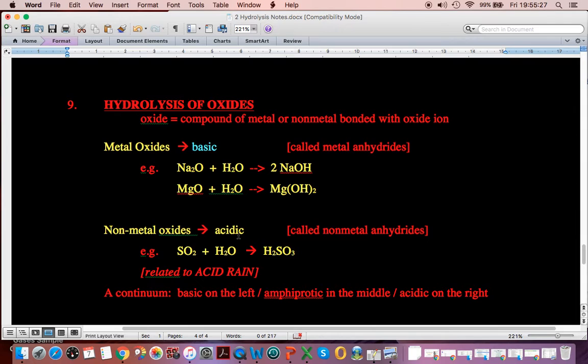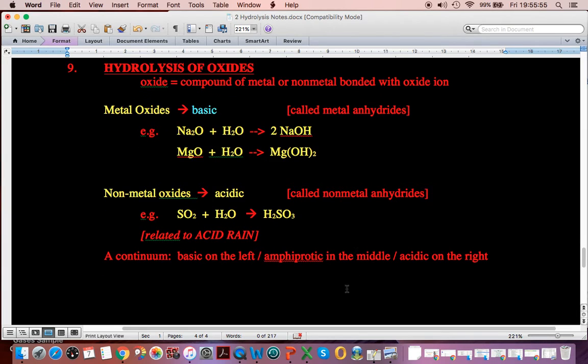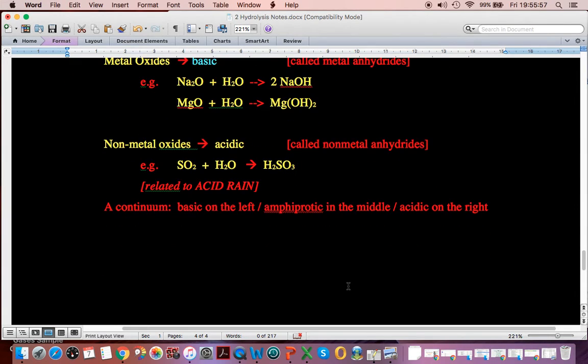So that's where the basic characteristic comes from. Nonmetals, what they do is they'll get together with water and they will make acids. So on the left side of the periodic table, oxides tend to be basic. On the right side of the periodic table, oxides tend to be acidic. And these can be associated with acid rain. In the middle, we'll run into some transition metals that may be acidic or basic, and we have to do a little bit more thinking. So that's why it says amphiprotic in the middle.